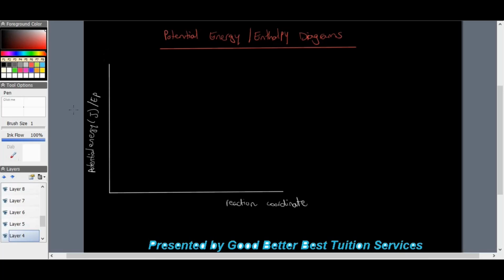So what I'm going to do is draw a basic, what is known as freehand, but it's not going to be really freehand, just an unscaled diagram.